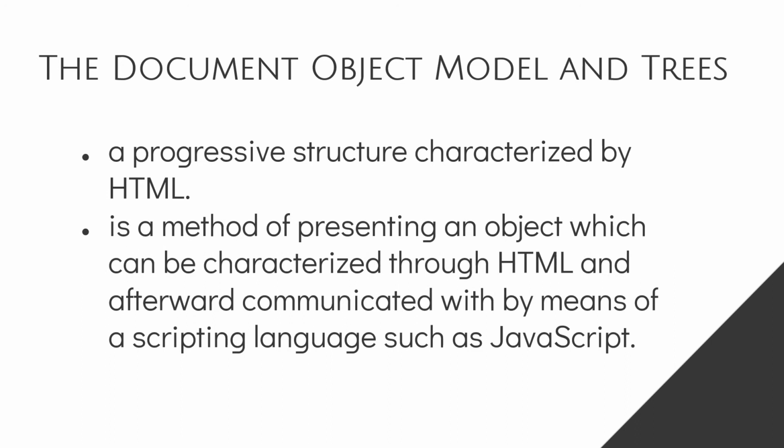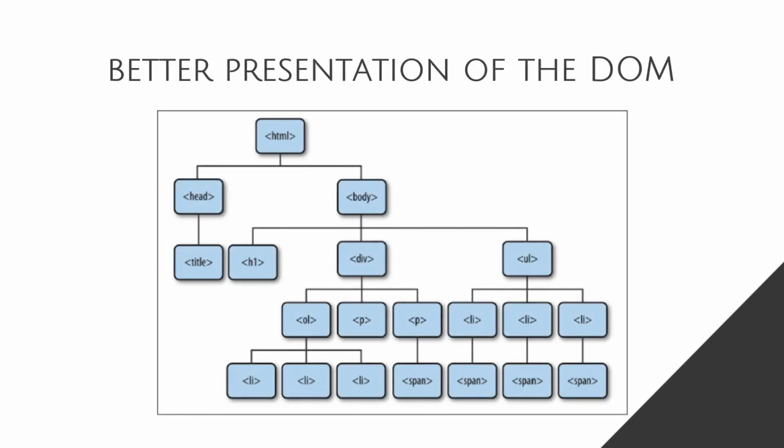A progressive structure characterized by HTML is a method of presenting an object which can be characterized through HTML and afterward communicated with by means of a scripting language such as JavaScript. This is a visual representation of a document object model. This diagram provides an overview of the hierarchy of how the different tags correlate to each other.